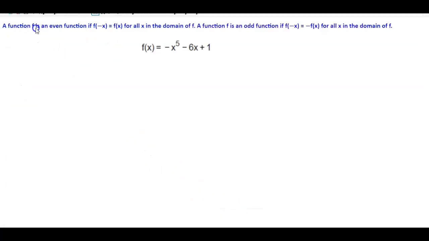A function f is an even function if f of negative x is equal to f of x for all x in the domain of f. A function f is an odd function if f of negative x is equal to the negative of f of x for all x in the domain. So let's first determine whether it is an even function.